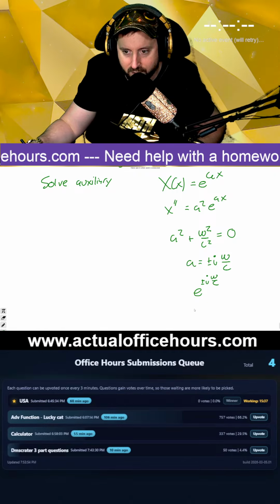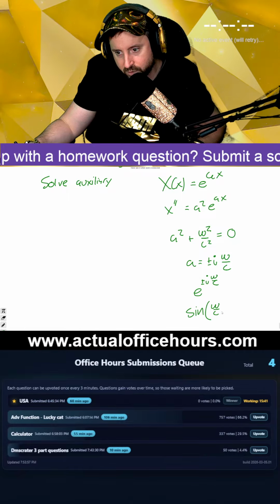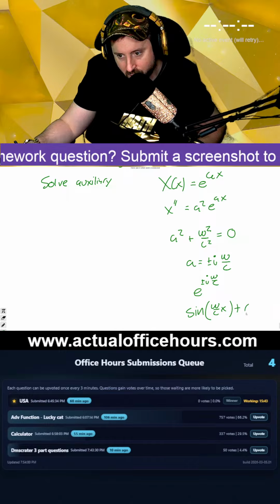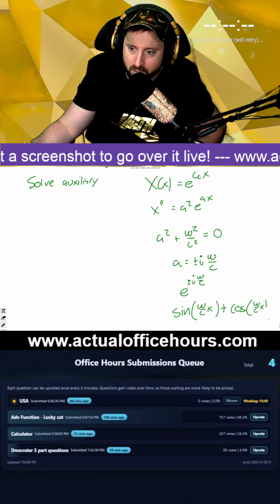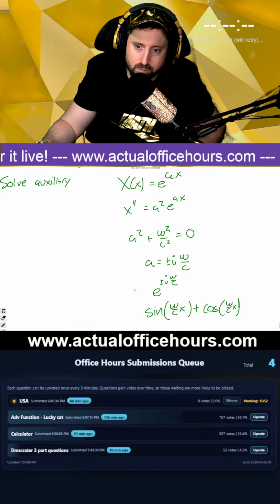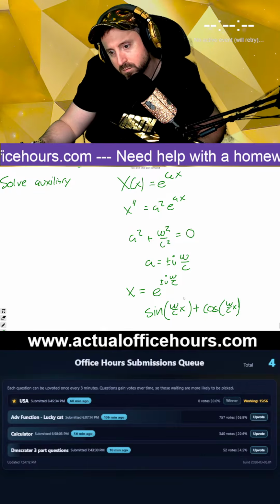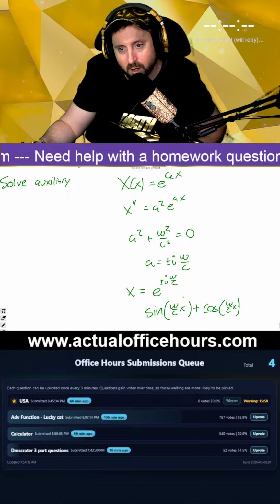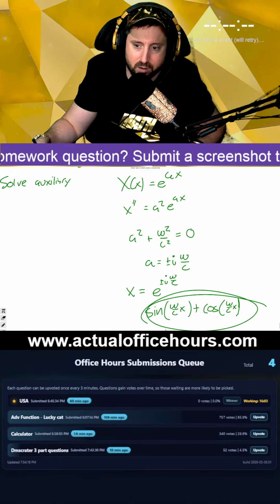But then this is the same thing as sine omega over c x plus cosine omega over c x. And this is kind of a tangent, not entirely relevant to this, but a little fun fact about that auxiliary equation: the solutions to that equation are actually the eigenvalues to your solution. Technically, yeah. Cody, does this make sense how we got to here?